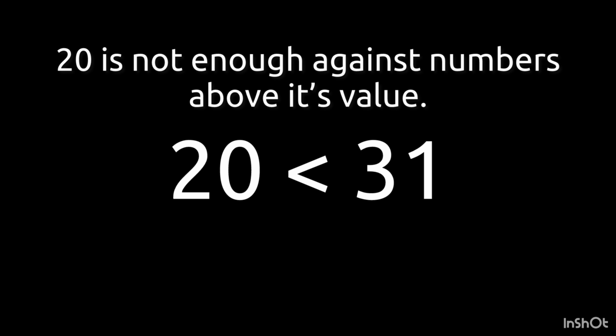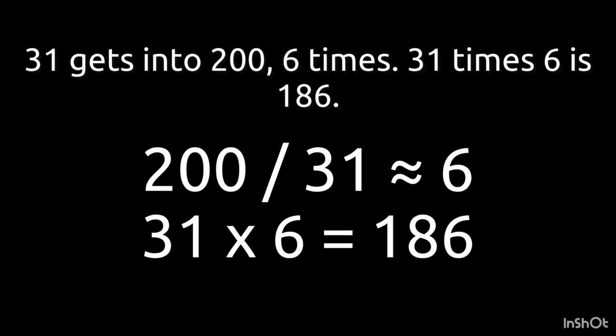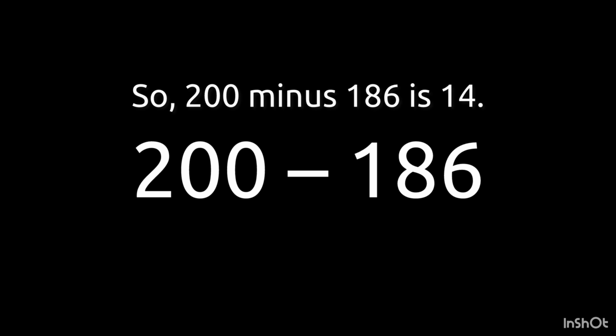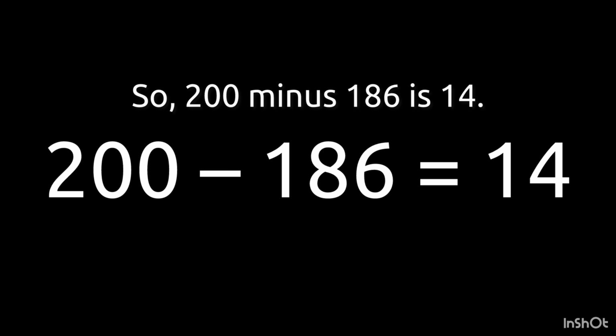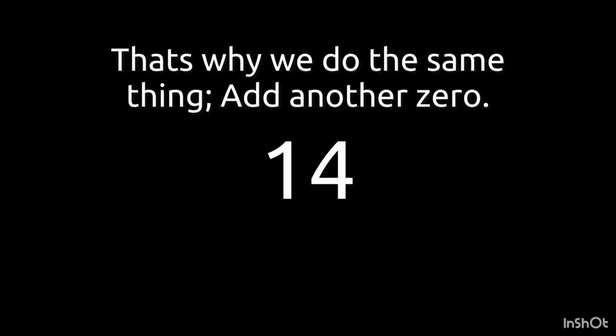We get 20, but 31 never goes into 20. 20 is not enough against numbers above its value. Bring another 0, that's 200. 31 goes into 200 6 times. 31 times 6 is 186. So 200 minus 186 is 14. So our 20 became 14. What a large downgrade. That's why we do the same thing, add another 0.